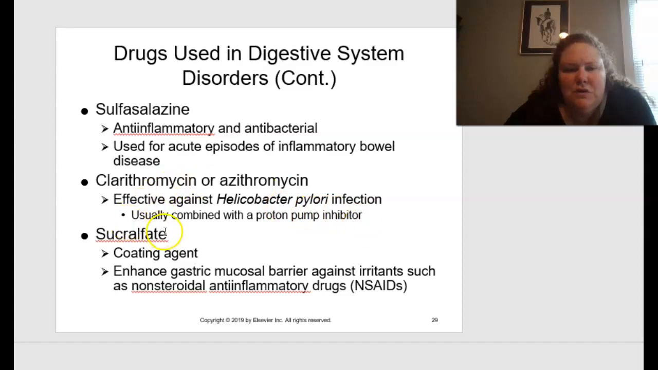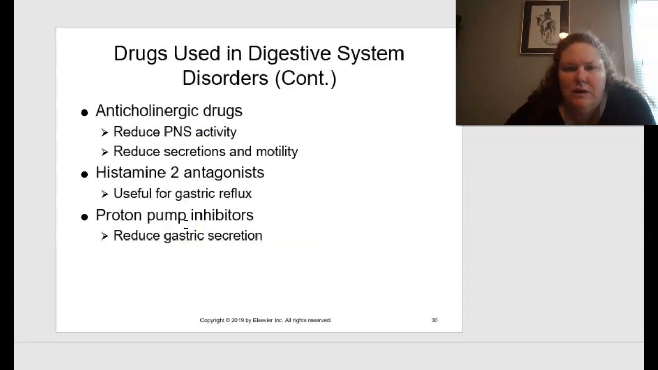Then you also have sucralfate, and this is a coating agent. And this is used to enhance gastric mucosal barriers against irritants such as NSAIDs, right? Those non-steroidal anti-inflammatory drugs. So this is like your Advils and stuff like that. You see how they have like that orange coating or a coating on it? That's this, so that it can help to not irritate your stomach.